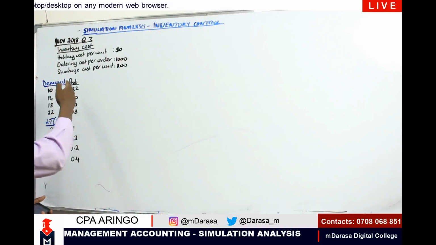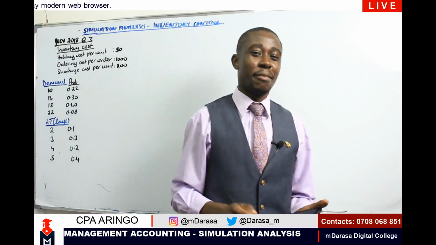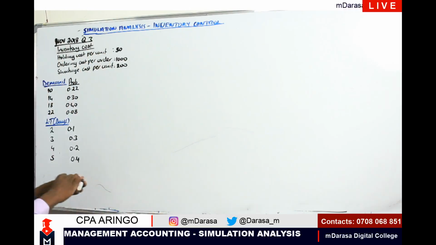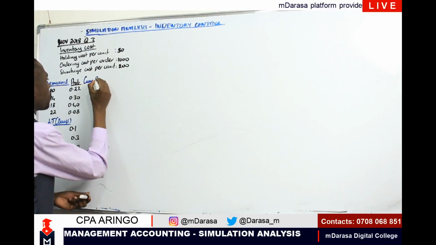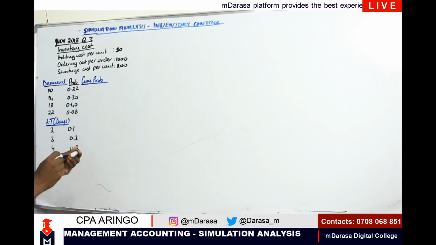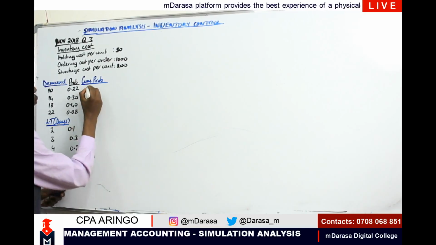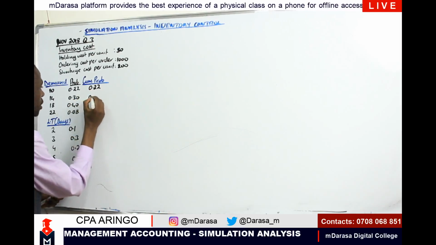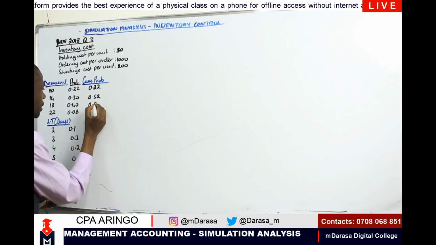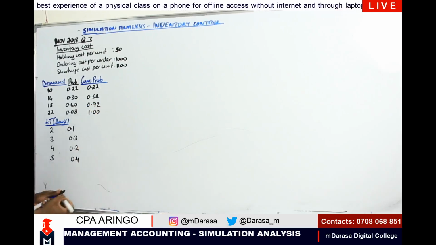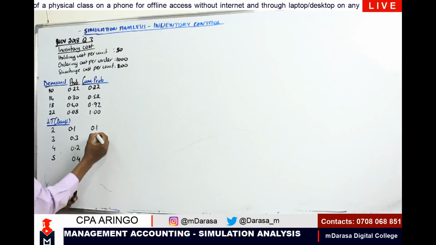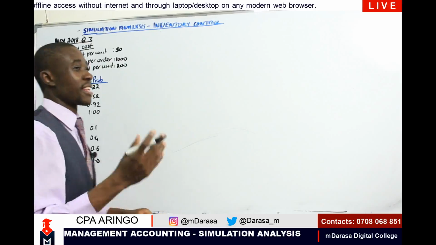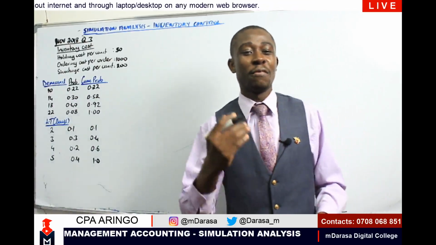After we've identified our variables and their probability distribution, second step, we have to prepare our cumulative probability distribution. How will you prepare it? I'm having 0.22. Cumulative, I'm going to add 0.30 to 0.22 to give us 0.52, then 0.92 and 1.00. The other cumulative probability should be 0.1, 0.4, 0.6, and 1.0. So that is the second step, cumulative probability.